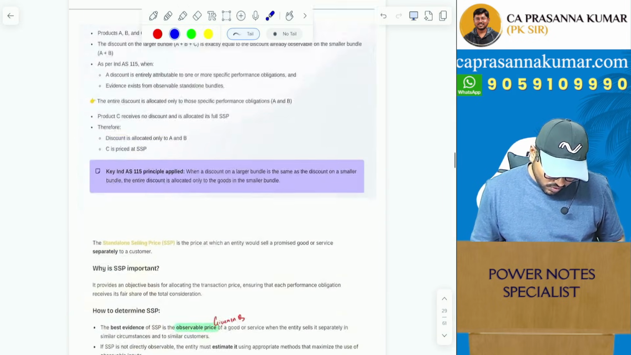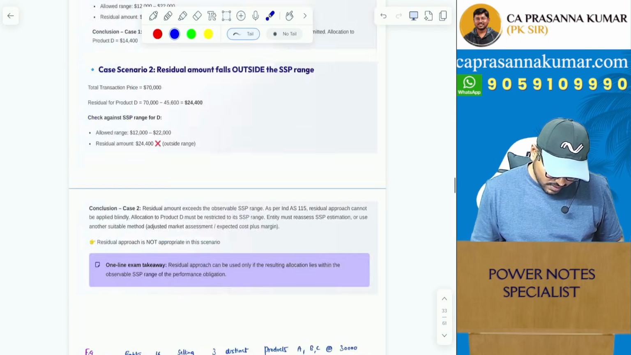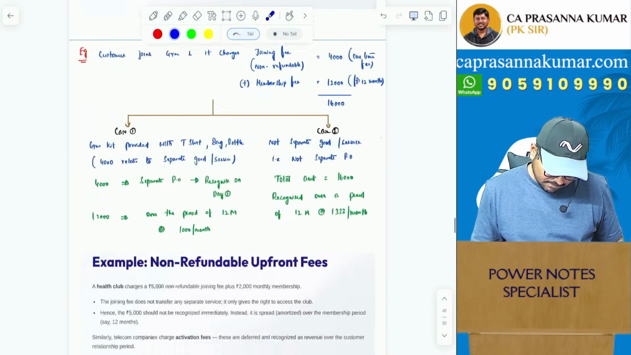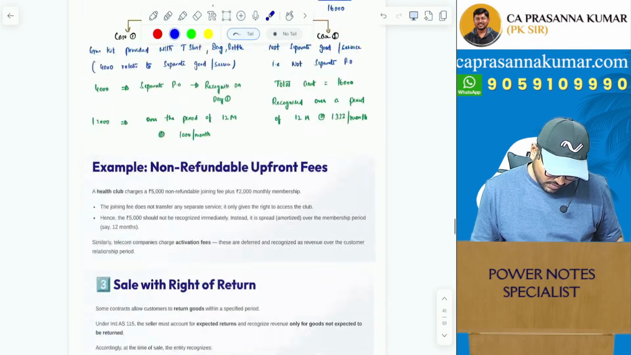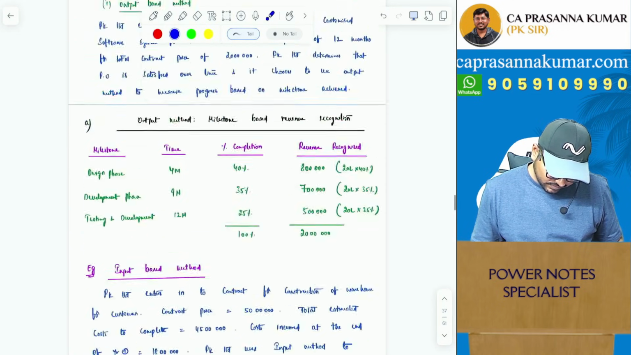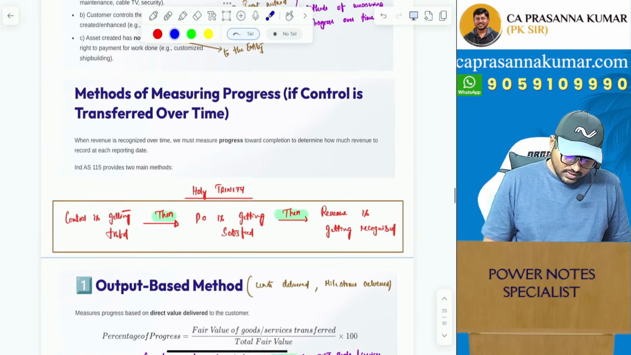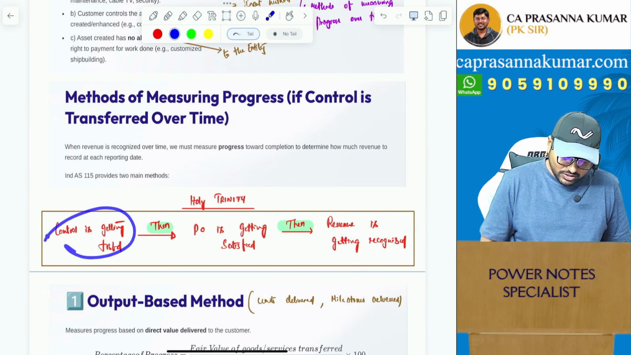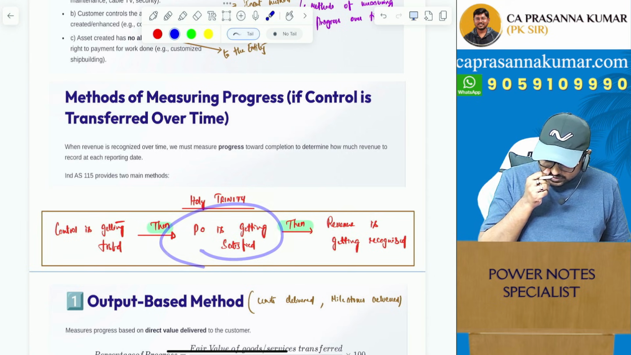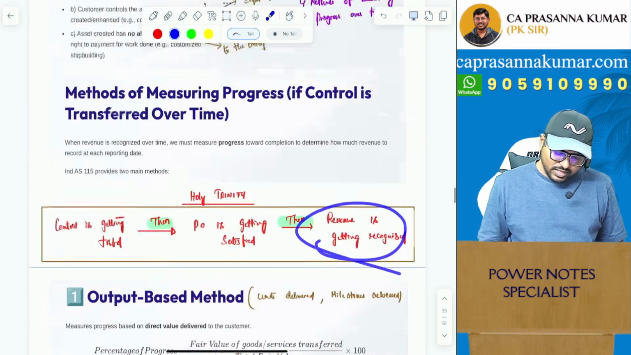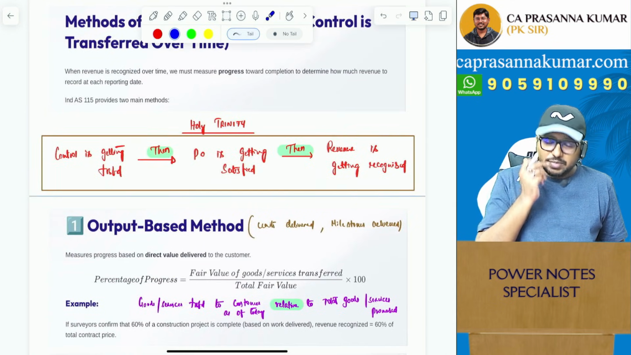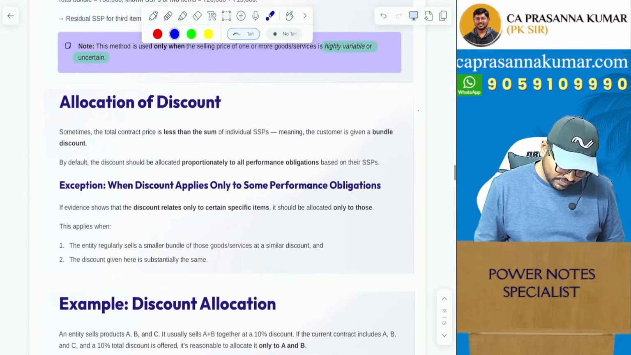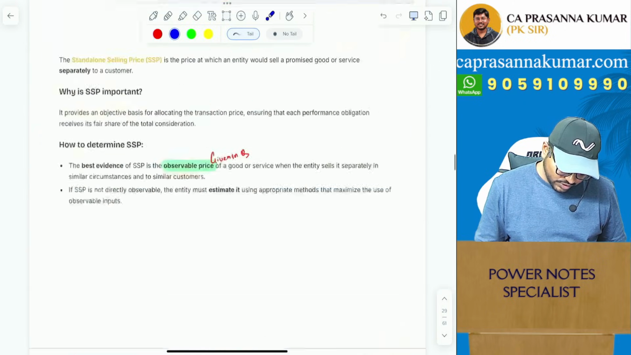That is what I called Holy Trinity. I'll show you here as well. Here. Control is getting transferred. Then the PO is getting satisfied. Why is the PO getting satisfied? Because control is transferred. Once the PO is satisfied, then I'll be recognizing the revenue. So generally people will say once the PO is satisfied, recognize the revenue. PO satisfied means automatically control has been transferred. That is the logic. Anyways, you'll understand it once I go to the last step.